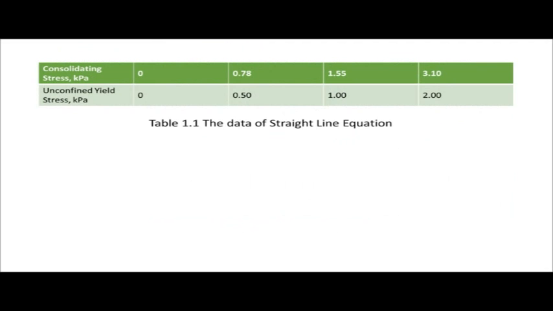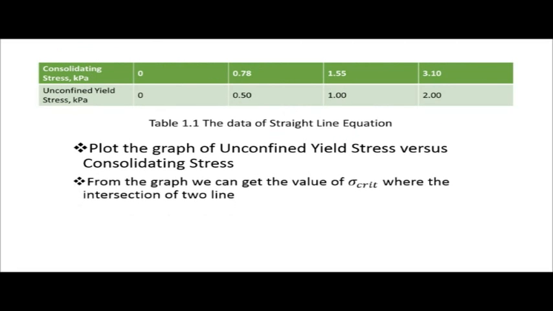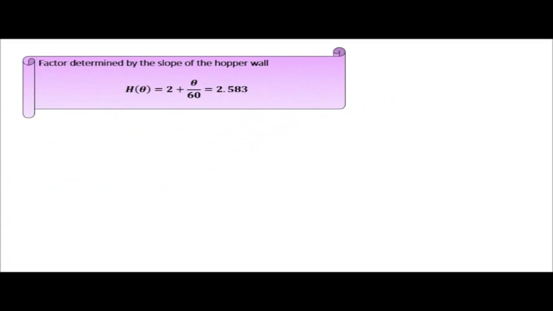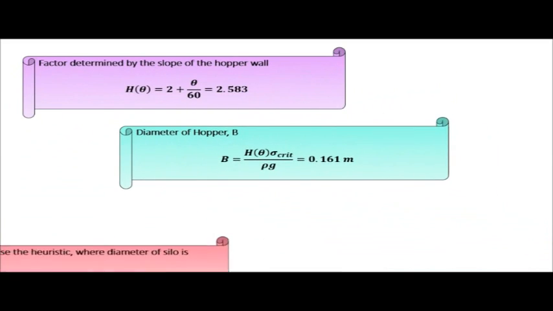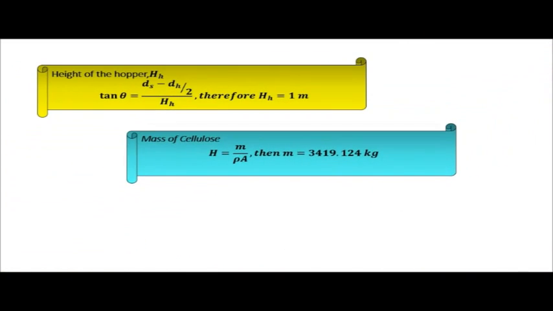Then plot the graph of unconfined yield stress versus consolidating stress. Then the value of sigma critical is obtained from the graph, and the values of theta and FF are determined from the data booklet. Next, the calculations are shown as follows. You can refer to the calculation to determine the volume of cylinder, mass of cellulose, and mass flow rate of the cellulose.